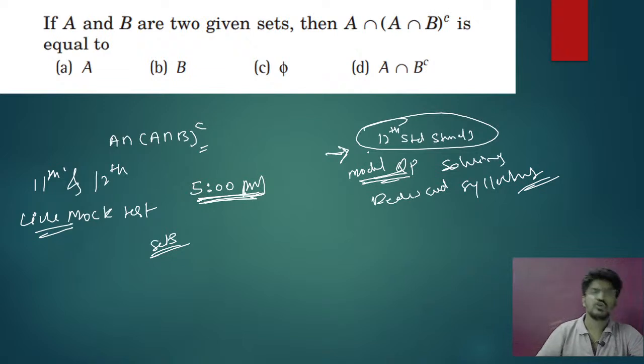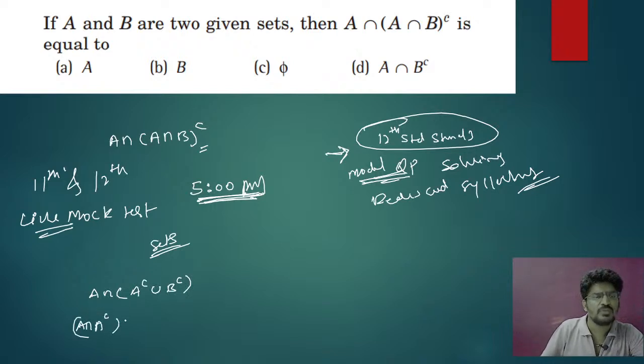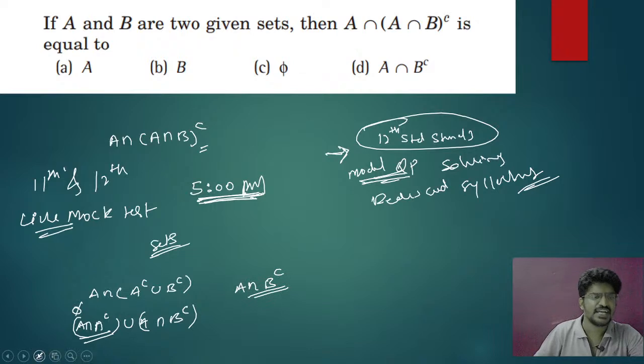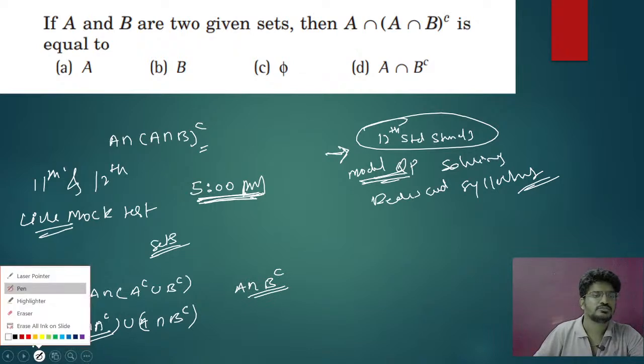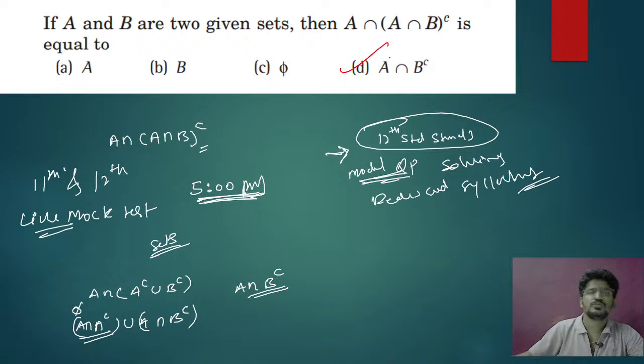So by the way, solving this: A intersection, apply De Morgan's law, that will be A complement union B complement. Apply the distributive law, it will be A intersection A complement union A intersection B complement. A intersection A complement is empty, so you will get A intersection B complement. So option D is the right answer for this. Okay.